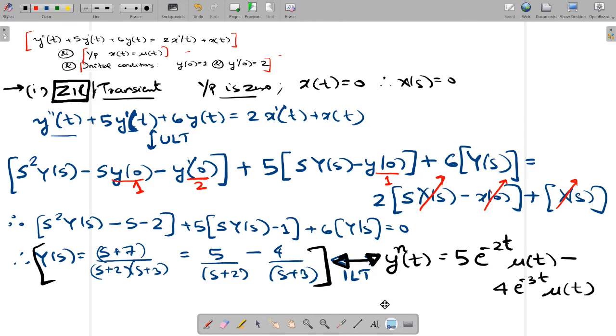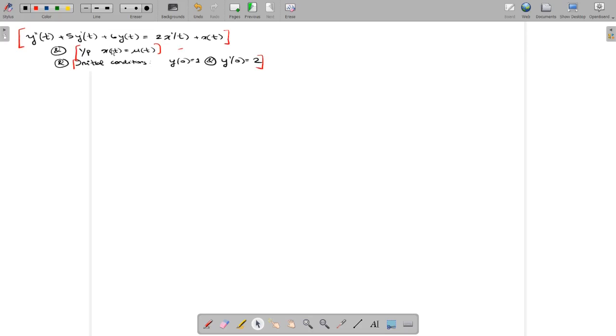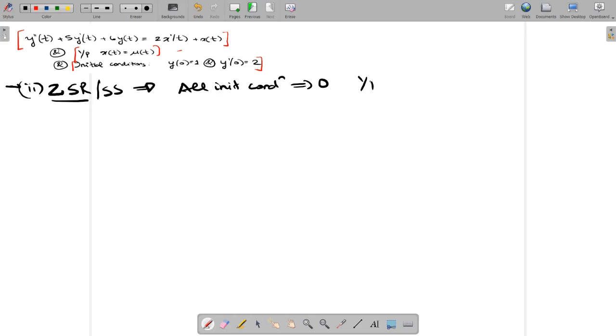Next, let us find the zero state response. Okay, the same thing again we must do. Second is to find the zero state response or steady state response. What is to be checked over here? All initial conditions are 0 and the input is taken.